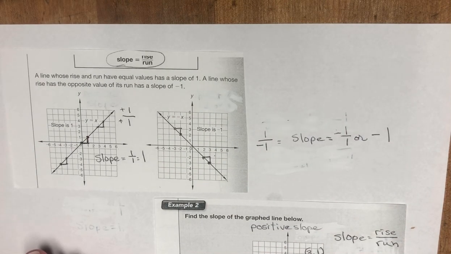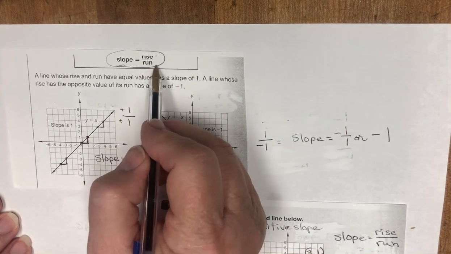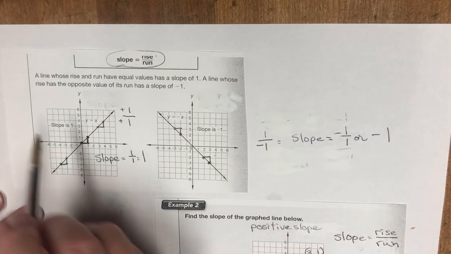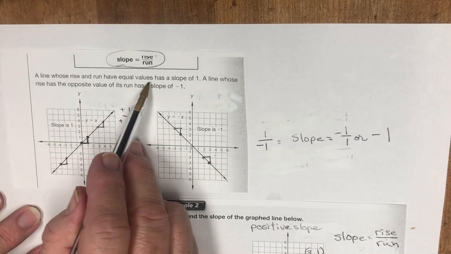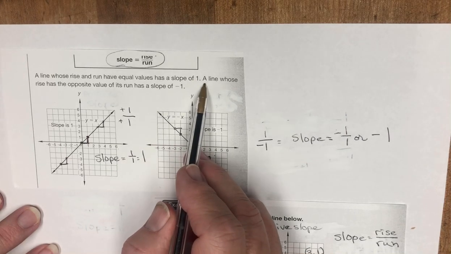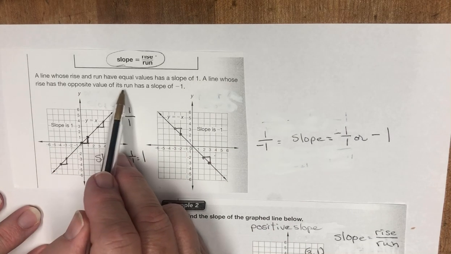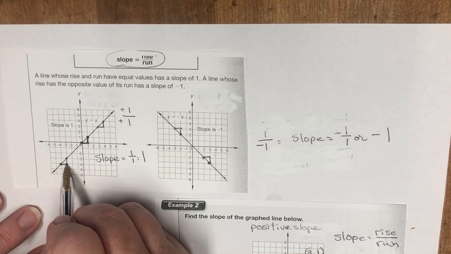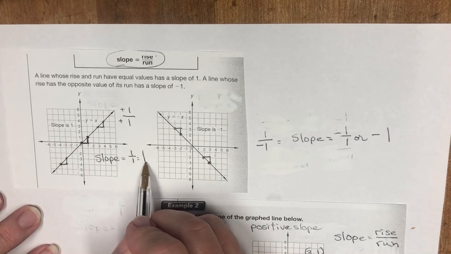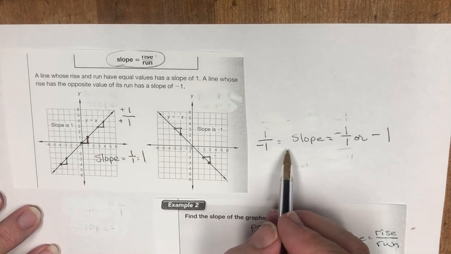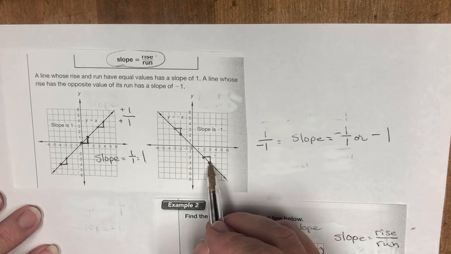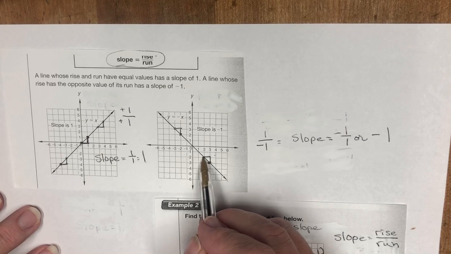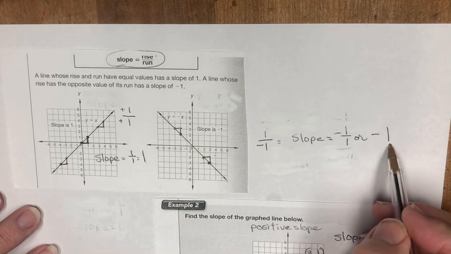All right, so here's some more information. Slope equals rise over run. And yes, I've said that a bunch of times, and I do want you to learn that. That's really important. The line whose rise and run have equal values has a slope of 1. A line whose rise has the opposite value of its run has a slope of -1. So here we have equal values, 1 over 1. The slope is 1. And here we have values that are the opposite. Here's run -1, rise +1, and you're going to end up with a -1.